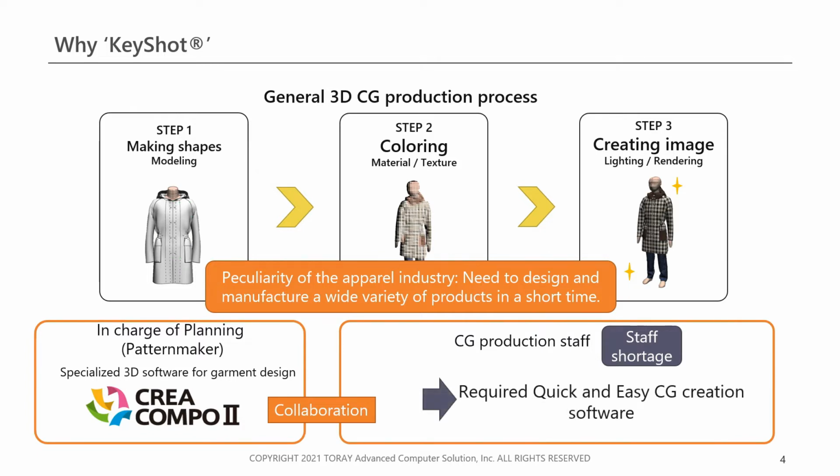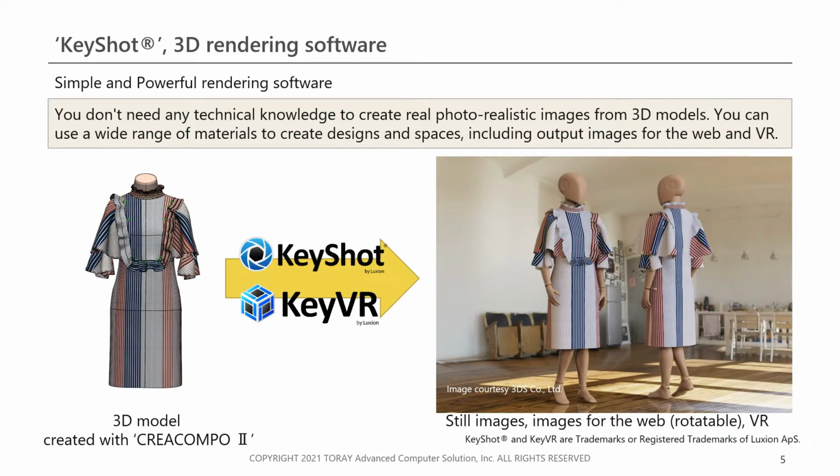In this situation, we were looking for software that would allow us to create CG quickly and simply. That's how we came to KEYSHOT. KEYSHOT is world famous for being one of the easiest and powerful rendering software. It does not require any technical knowledge to create real photorealistic images from 3D models. You can use a wide range of materials, backgrounds, and environments to express your designs and spaces. You can also output images for the web and VR.